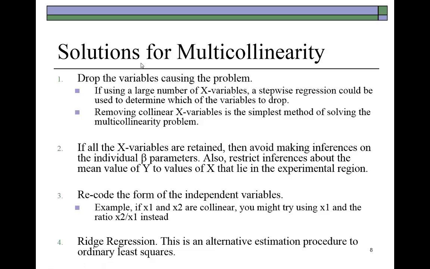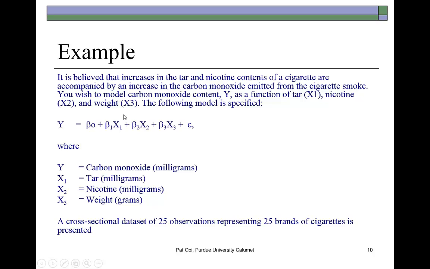So let's look at a quick example, and we'll get back to these solutions in short order. Going forward, it says here it's believed that increases in the tar and nicotine contents of a cigarette are accompanied by an increase in the carbon monoxide emitted from the cigarette smoke. You wish to model carbon monoxide content Y as a function of tar, nicotine, and weight. And so you have this 4-variable model with 3 independent variables.